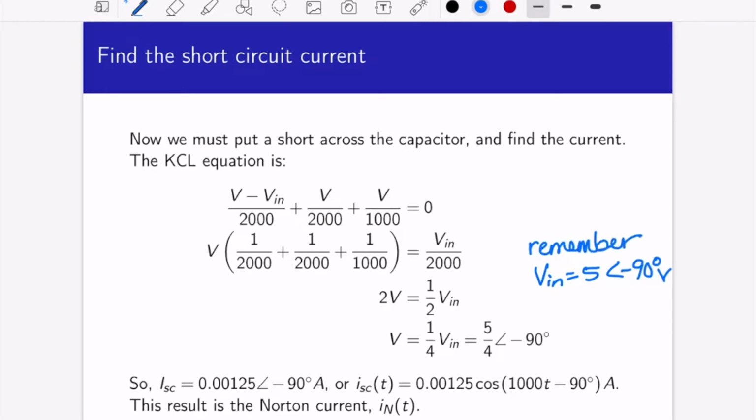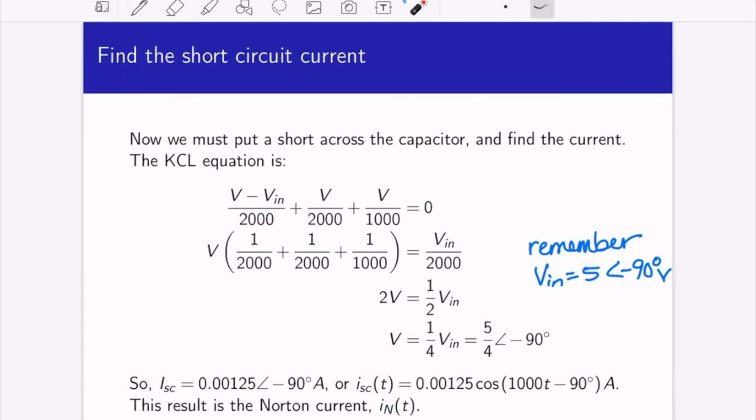Just like it was before, that was our given value. So I short circuit is going to be this value of V divided by 1,000, which will give us 5 over 4,000 at an angle of minus 90, which gives us I short circuit in polar form. And then we can write that in time-varying form: the magnitude times cosine of 1,000 t minus 90 degrees amps. And this is the Norton current.